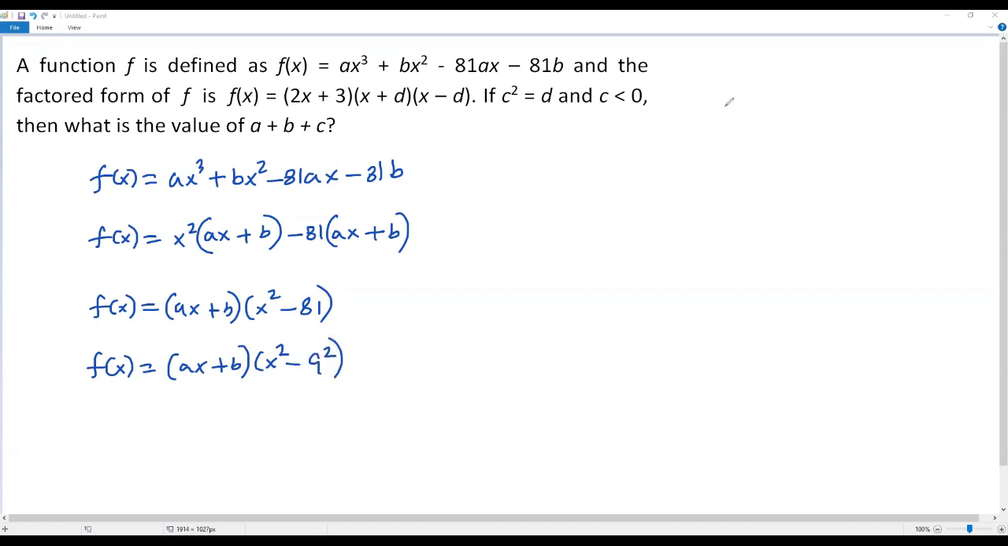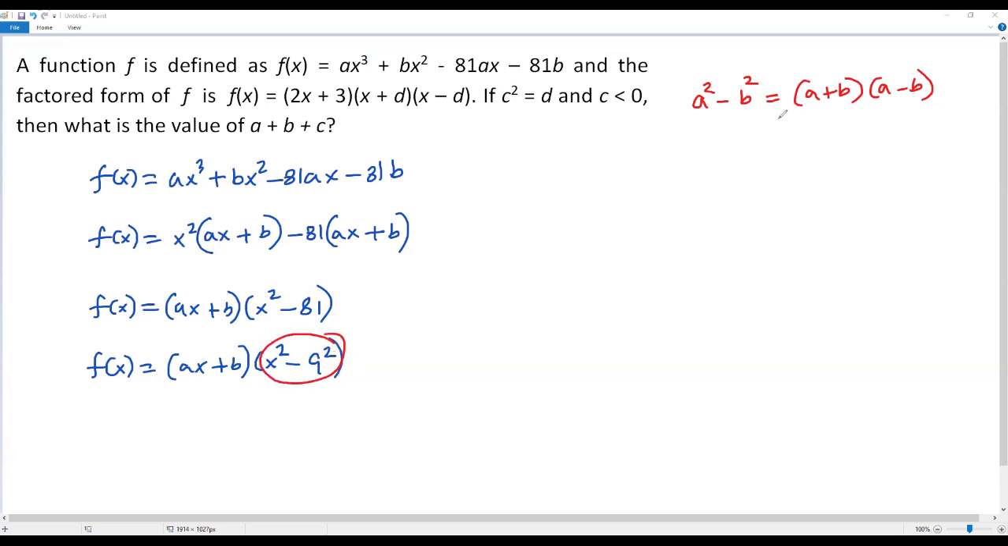Now let me consider an identity in algebra, the difference of two squares, a² − b². Whenever we have a difference of two squares in this form, it can be written in factored form as (a + b)(a − b). Usually we remember this because it's an identity in algebra. Now consider this expression: it's exactly in the form a² − b², where in place of a we have x, and in place of b we have 9.